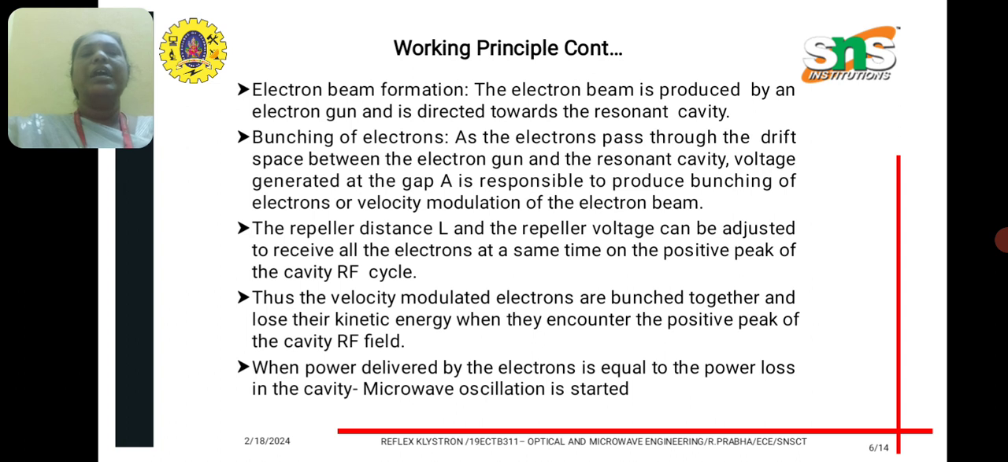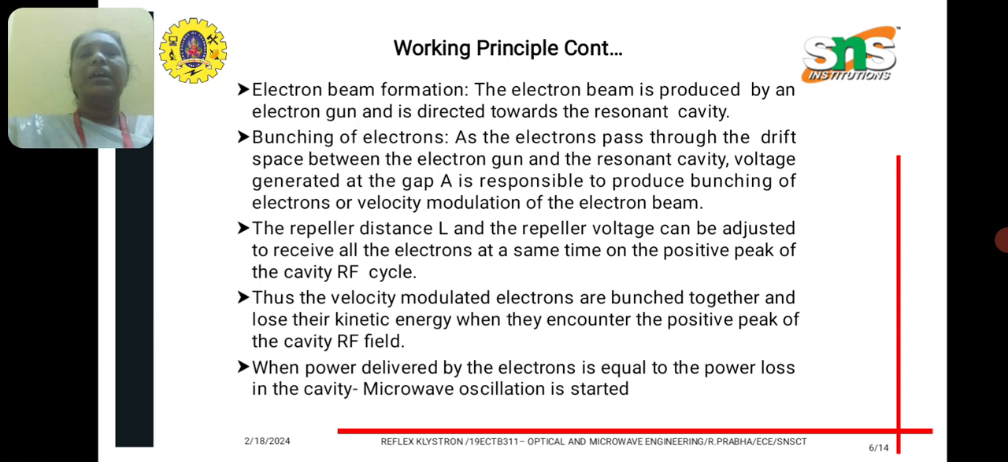We have a repeller in the device which is at a distance L, and the repeller voltage can be adjusted to receive all the electrons at the same time on the positive peak of the RF cycle.